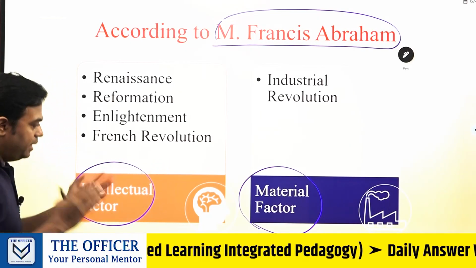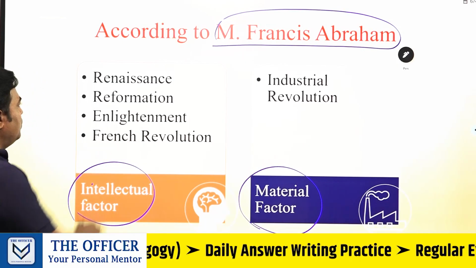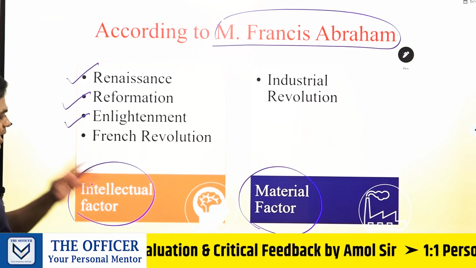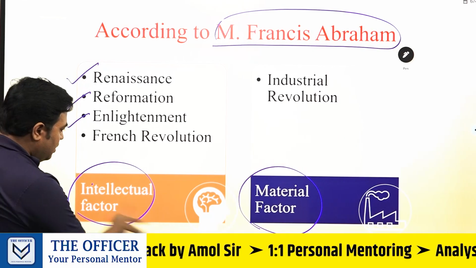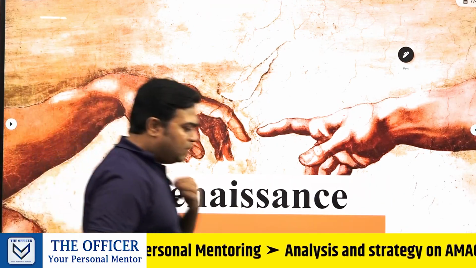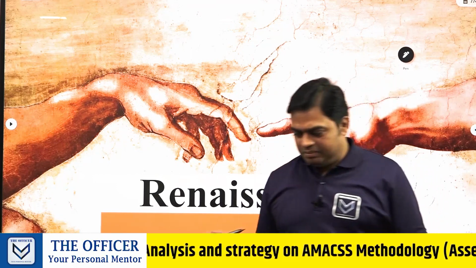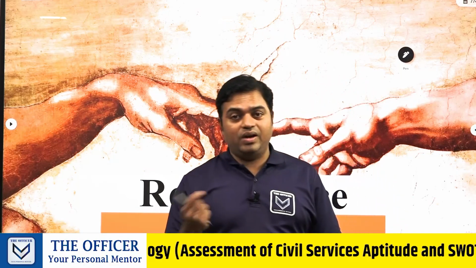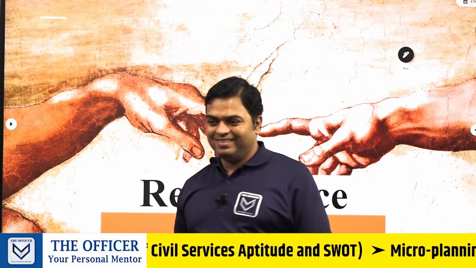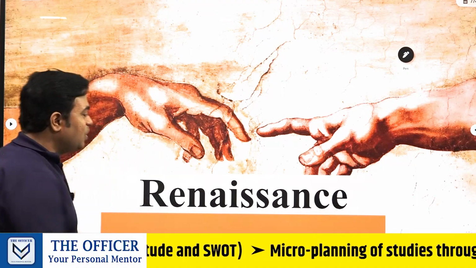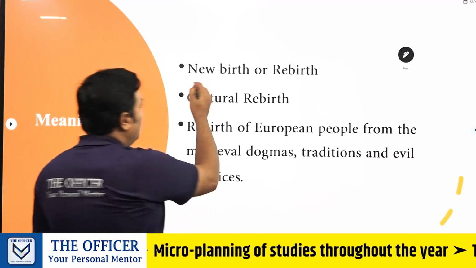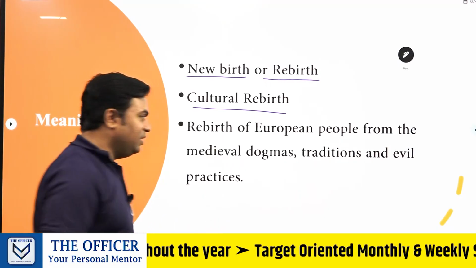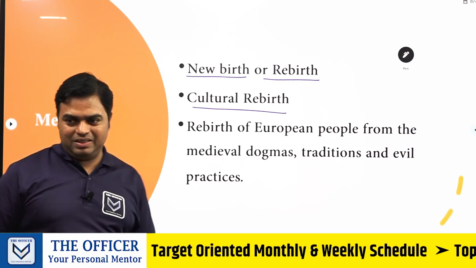Getting? Okay, next. Now we will focus first upon the Renaissance and Reformation, and then we will move forward to the Enlightenment era. Let's start with the Renaissance. What do you know about the Renaissance? The literal meaning of the Renaissance is revival, rebirth, reawakening, new birth, cultural rebirth, the rebirth of European people from medieval dogma, tradition and evil practices.